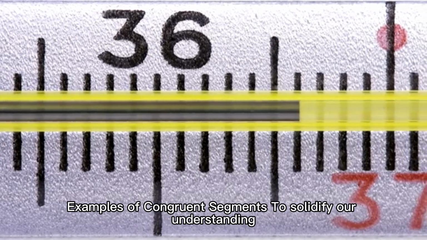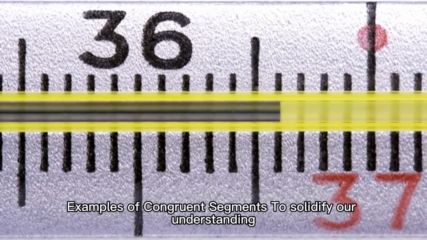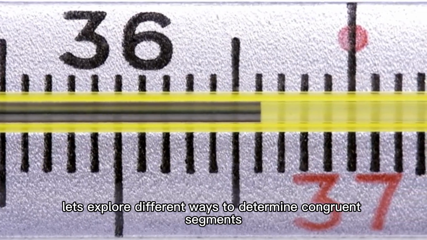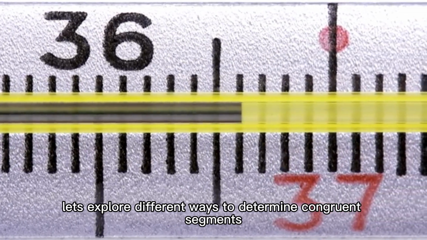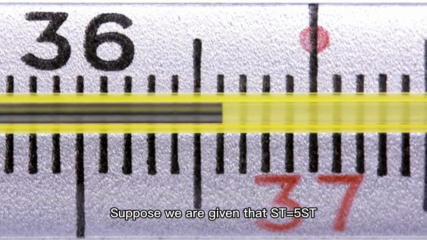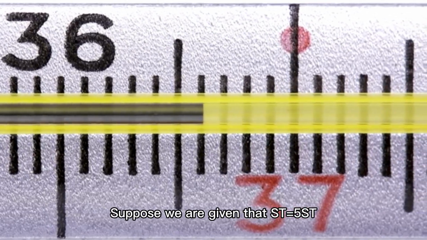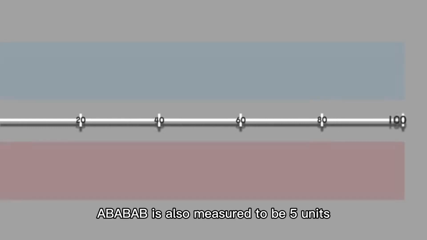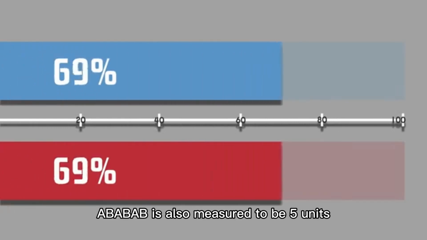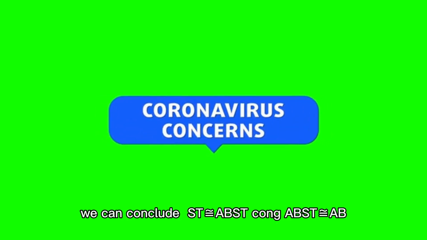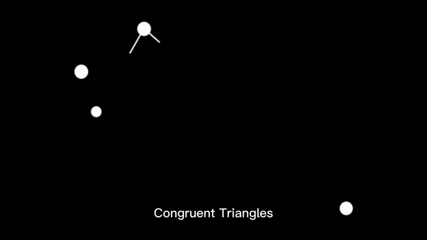Examples of congruent segments to solidify our understanding. Let's explore different ways to determine congruent segments. Direct measurement. Suppose we are given that ST equals 5 units and another segment AB is also measured to be 5 units. Then, we can conclude that ST ≅ AB.